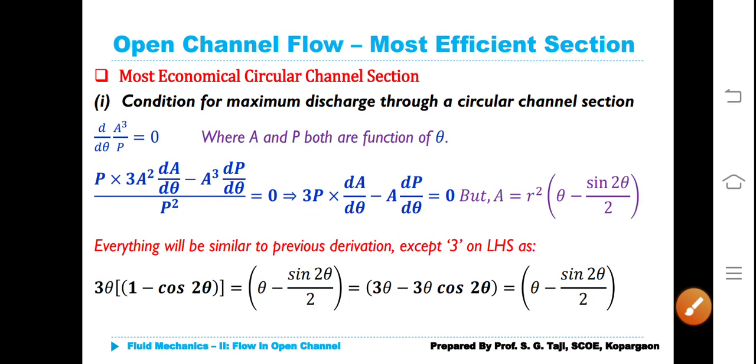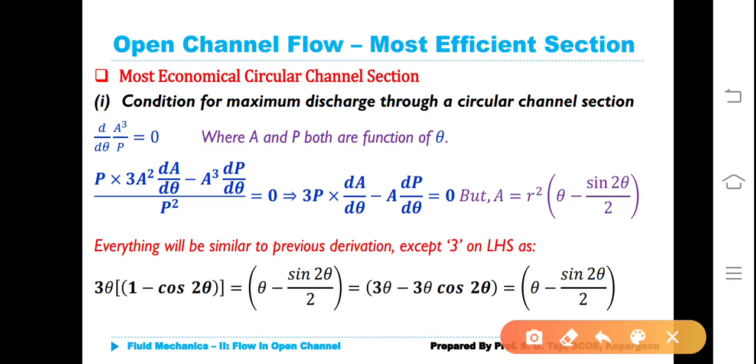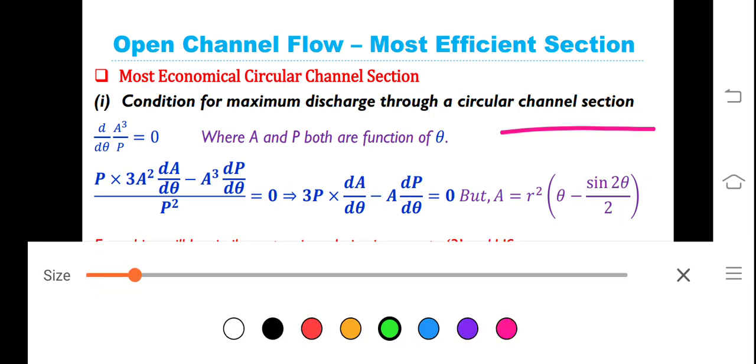So in the exam, any one of the parameters may be asked to find the condition for the most efficient section of a circular channel. Now we will see how the condition can be arrived at when we consider the maximum discharge through a circular channel section. We will take a different color.